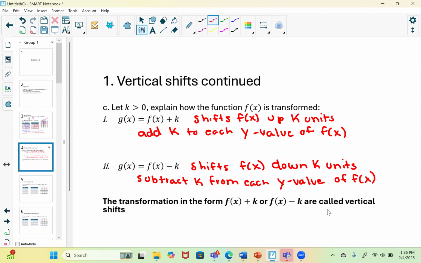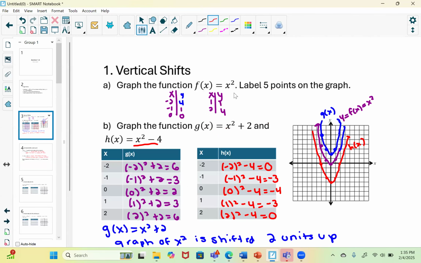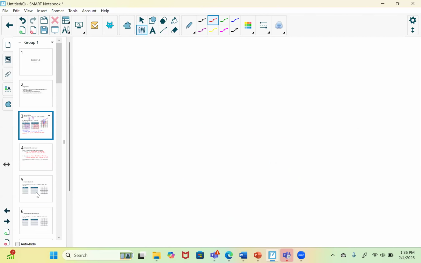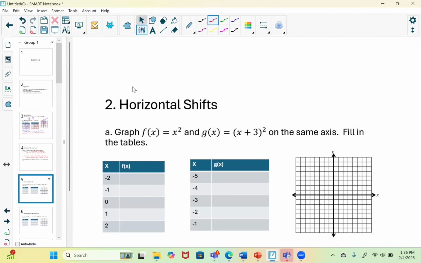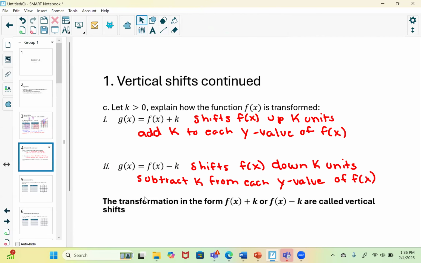So these transformations are called vertical shifts. And again, we think of k as outside of the function. It was outside the x squared. My original function was x squared, and I was adding it or subtracting it from that function. So this is our first rule that we have to know: vertical shifts.